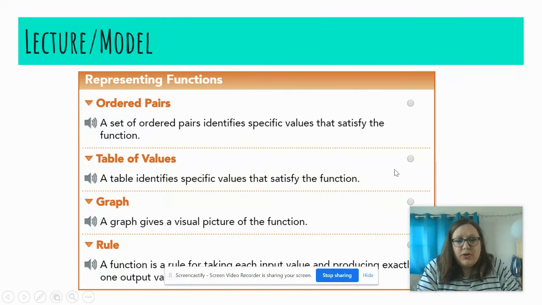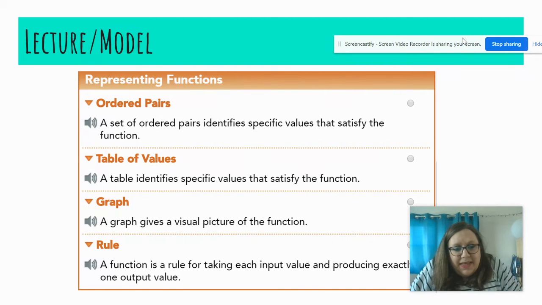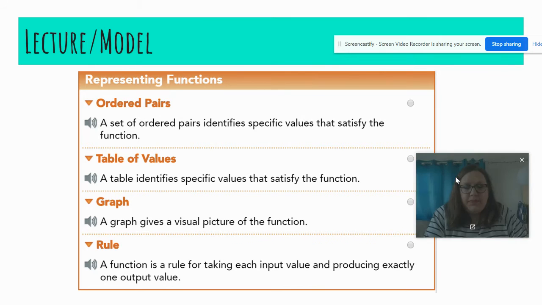You can look at functions as a set of ordered pairs. You can look at functions in a table of values, in a graph, or in an equation, which we've done all of that. So we're kind of just going to refresh our memories today. So let's take a look at what all of these look like.